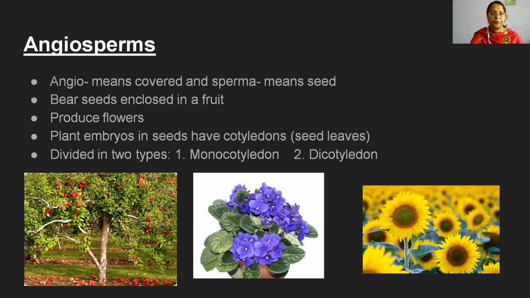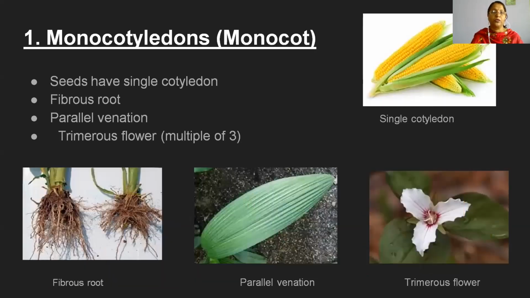Plant embryos in seeds have cotyledons. That means seed leaves. Cotyledons are also known as seed leaves. Now, based on the cotyledons of the seeds, angiosperms are divided into two types, monocotyledon and dicotyledon. Now we will see in detail about the monocotyledon and dicotyledon.